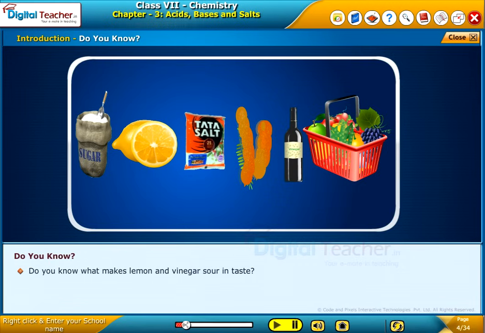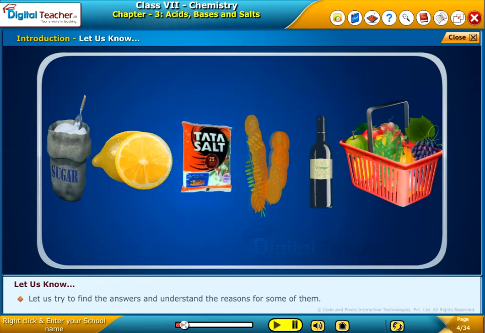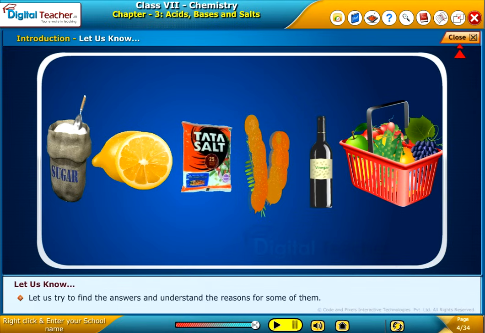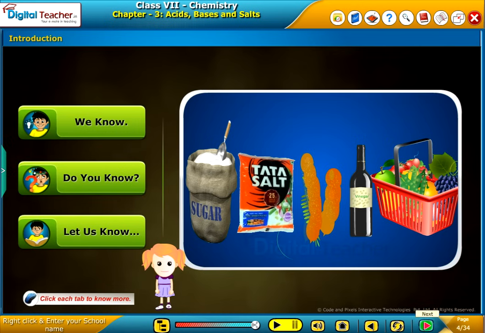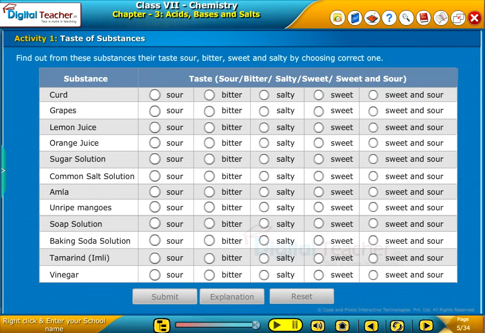Do you know what makes lemon and vinegar sour in taste? Do all the items have the same taste? In what way are they different? What kind of tastes do the food substances we eat have? Let us try to find the answers and understand the reasons for some of them. Find out which of these substances taste sour, bitter, sweet and salty by choosing the correct one.